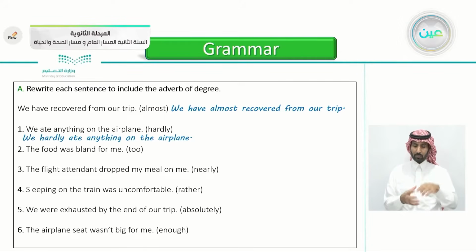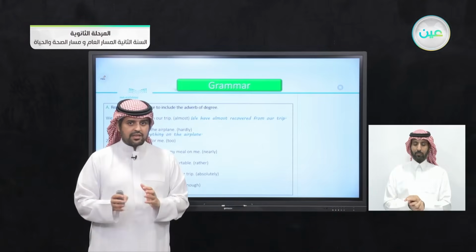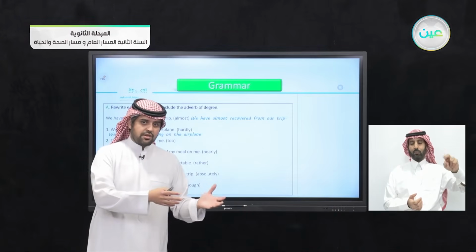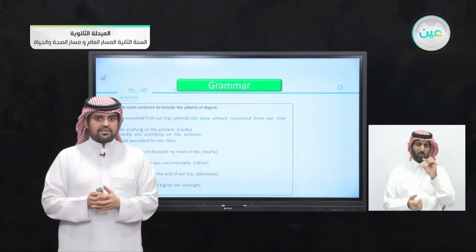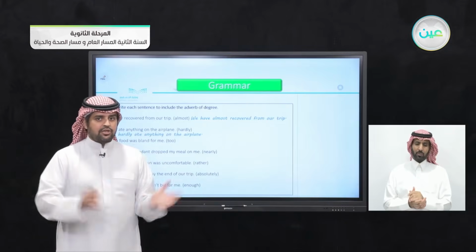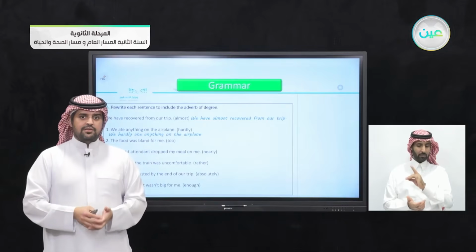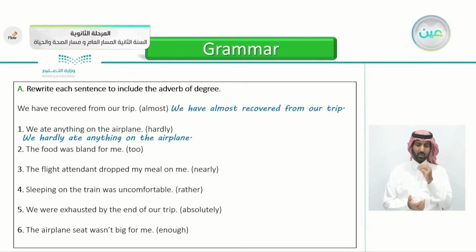So it comes before the verb. We hardly ate anything on the airplane. So hardly ate, does it mean that we ate a lot, or just ate a few things? Or did we eat at all? Yes, that's correct. We did eat, but just a little. We hardly ate, maybe just one or two things. We hardly ate anything on the airplane.